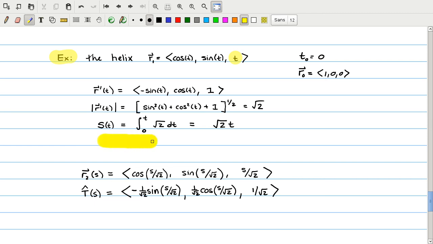Because this relationship was so simple, because we could solve for t in terms of arc length, we can go ahead and replace all the t's with this s over root 2, and we now get the helix parameterized according to its own arc length: cosine of s over root 2, sine of s over root 2, and s over root 2. And the derivative of that gives us the unit tangent: (negative 1 over root 2 sine, 1 over root 2 cosine, and 1 over root 2). You should compare this way of deriving the unit tangent with the other way, which is r prime of t divided by root 2, and you should see that they're the same. So just a simple example of calculating things associated with the arc length function.